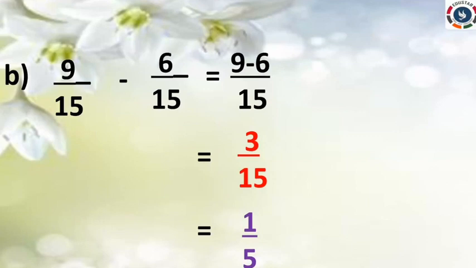9 by 15 minus 6 by 15 is equal to, these are like fractions. So just subtract the numerators alone. 9 minus 6 by 15, you get 3 by 15. So this is a proper fraction. This proper fraction we can give in the lowest form also. Both 3 and 15 can be divided by 3. So if you divide that, you will get 1 by 5.